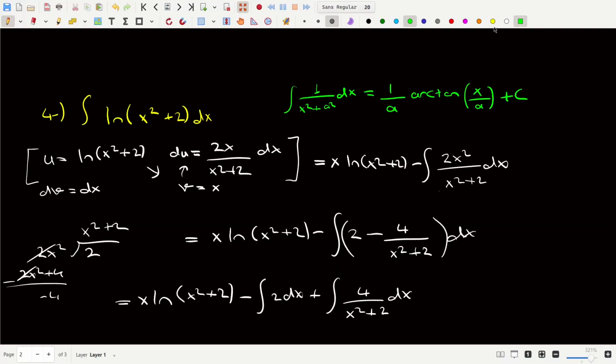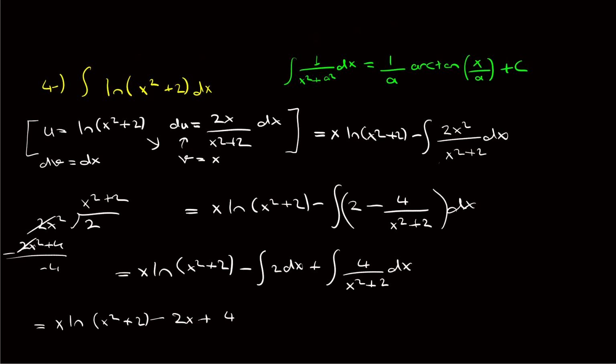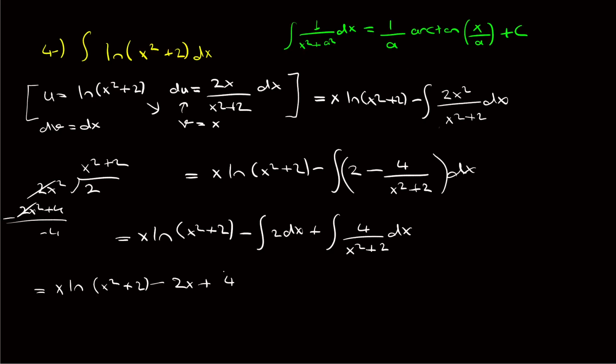Now we will apply this to this integral, which gives us x ln of x squared plus 2, minus 2x, plus 4. Now a is going to be square root of 2 here, 4 over square root of 2 arc tan of x over square root of 2, plus c is going to be my answer.